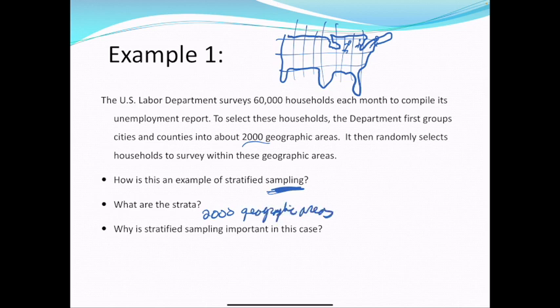And why is it important? Well, it's definitely important that we first break them up into 2,000 strata and interview from every single stratum, not just pick specific clusters, right? Because unemployment rates are going to be way different in New York City and LA versus Wyoming or rural Utah. I'm assuming Utah's over there, right? So that's why stratified sampling is important in order to really be representative of what's going on in the country.